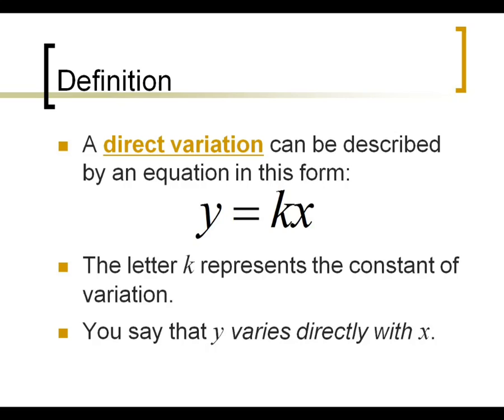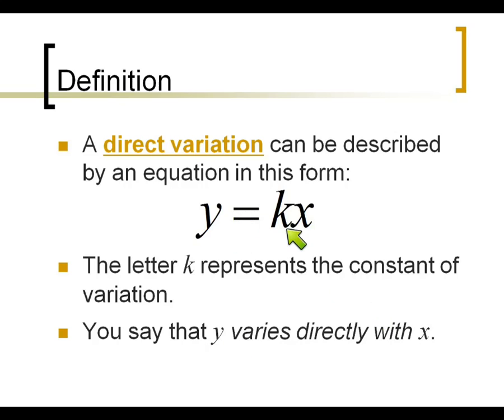The direct variation equation is this: y equals kx. This is what we call the direct variation equation. The letter k, we call this the constant of variation. So part of the assignment today, I ask you, what's the constant of variation? You just look at the coefficient of x, or the number in front of the x. We say that y varies directly with x.